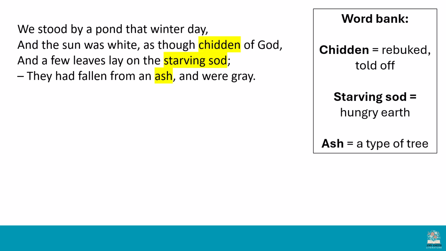Okay, I'll break this down for you. So here's the first stanza. We stood by a pond that winter day. That's fairly straightforward. We have the speaker and the girl that he's in love with, and they're standing by a pond in the middle of winter. Fine. Second line, the sun was white as though chidden of God.